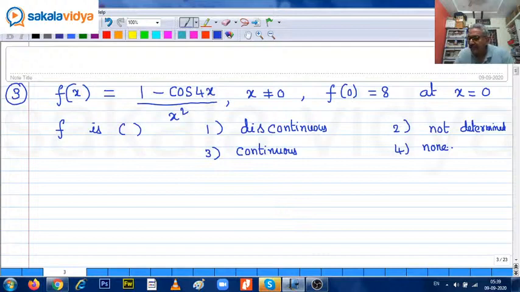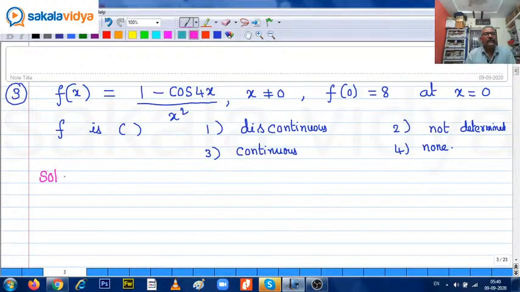That means in this case also we need to check whether the limit as x tends to 0 of f(x) is equal to 8 or not. We need to check f(0). If it is equal to f(0), then we say continuous, otherwise we say discontinuous. So let us check. We have the shortcut also. It will be useful for the limit chapter also. So now the solution proceeds.